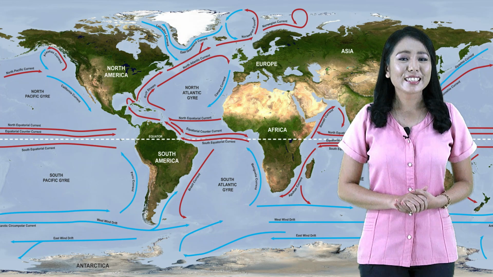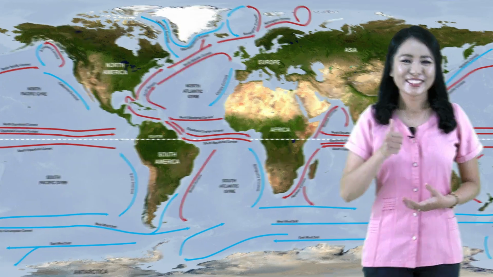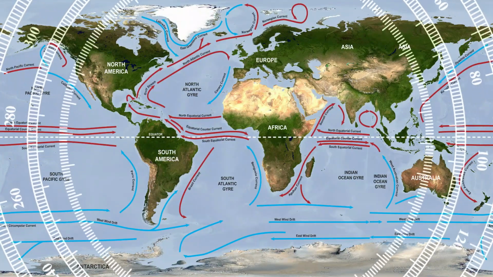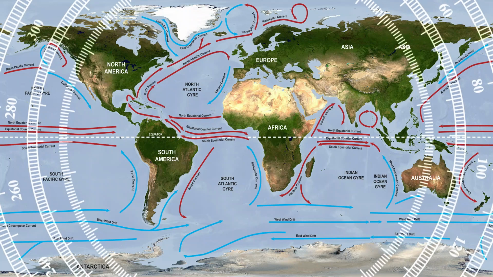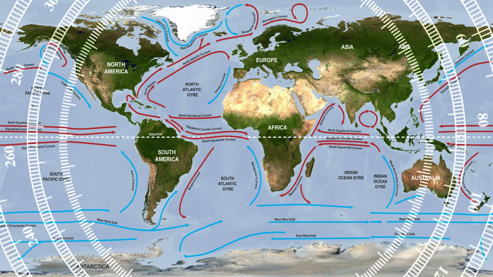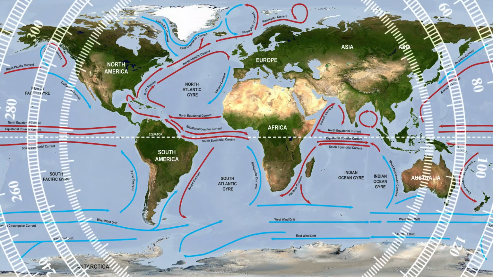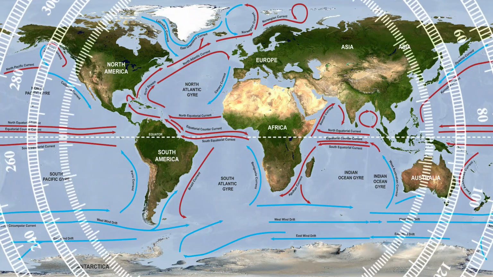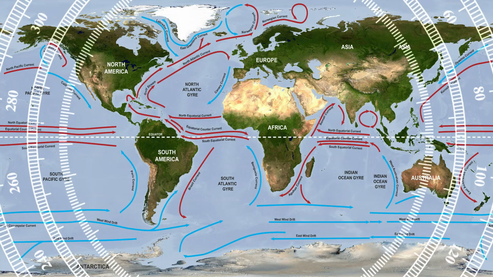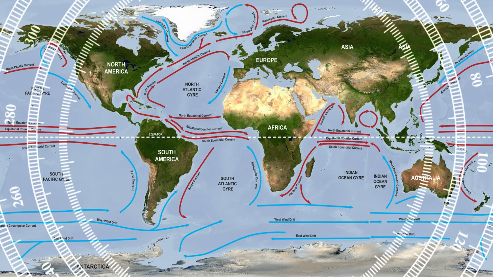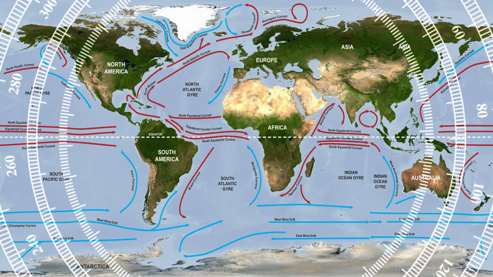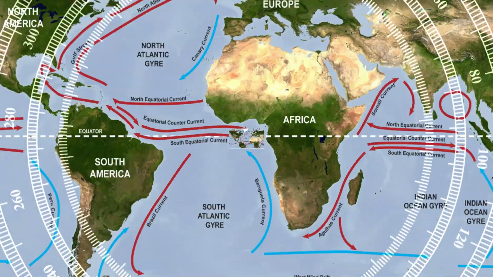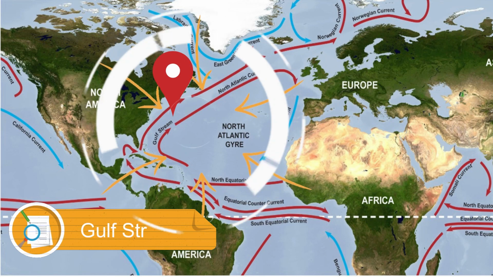All set? All ready? Warm ocean current originating in Gulf of Mexico along the east coast of the United States. Again, warm ocean current originating in Gulf of Mexico along the east coast of the United States. Have you found it? There you are. It is the Gulf Stream.